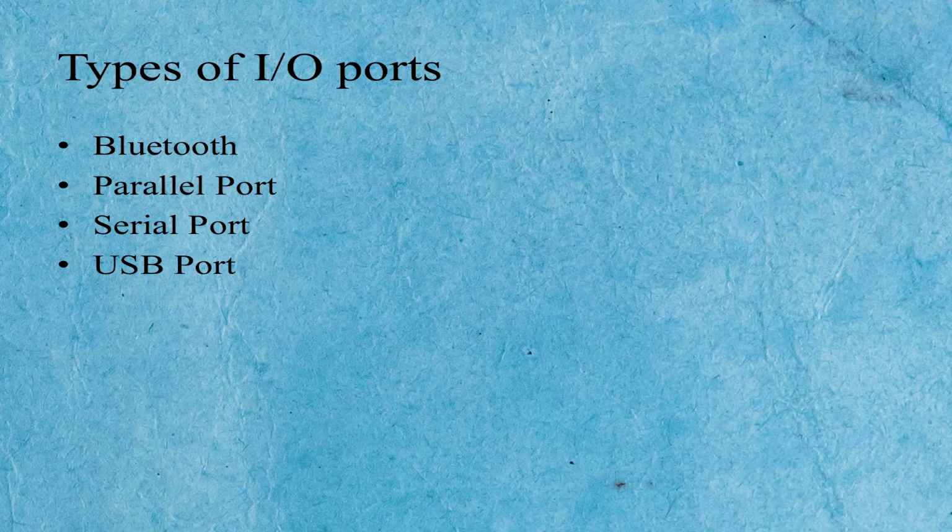Other types of I/O ports, well, we already mentioned Bluetooth. The really old stuff, the parallel port, you would hook a printer up with this big cable with lots of pins on it. Serial port, and most famously right now, the USB port. HDMI port would be another one that's used for video connection.